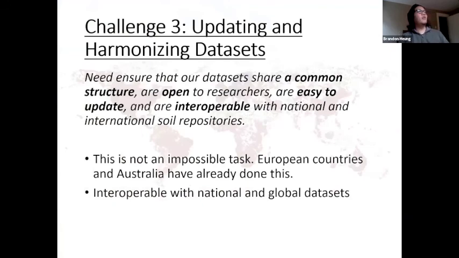The data would also come from multiple data holders. So it is also necessary to ensure that we develop a common data structure that would be interoperable with national and international data repositories. There also needs to be a mechanism to ensure that whenever new data is acquired, the central repository could be easily updated. Out of all these challenges, I think that this is probably the least challenging.